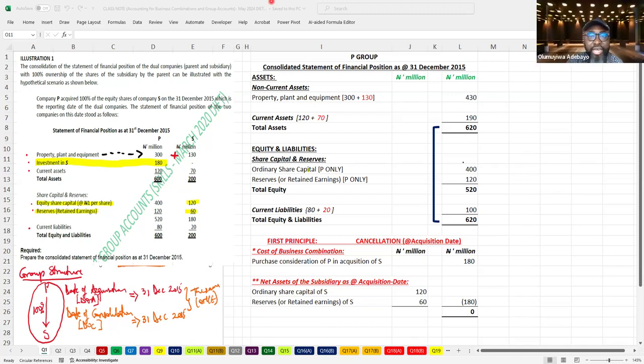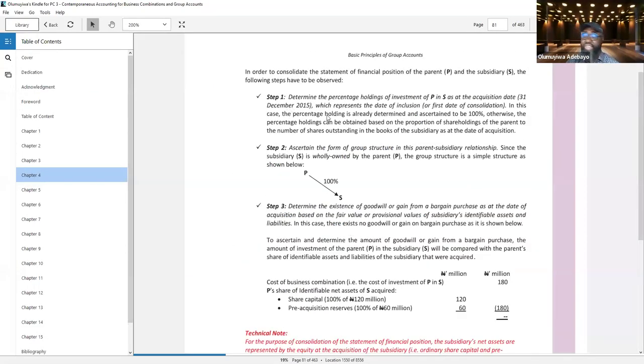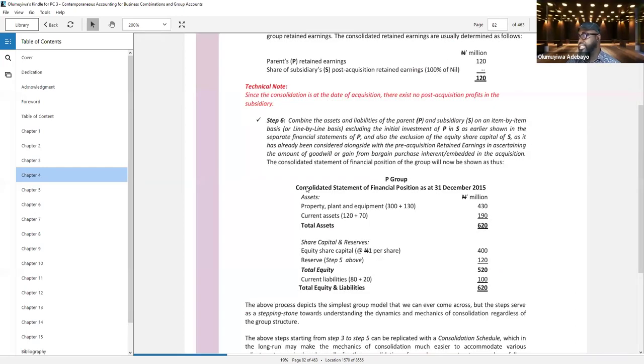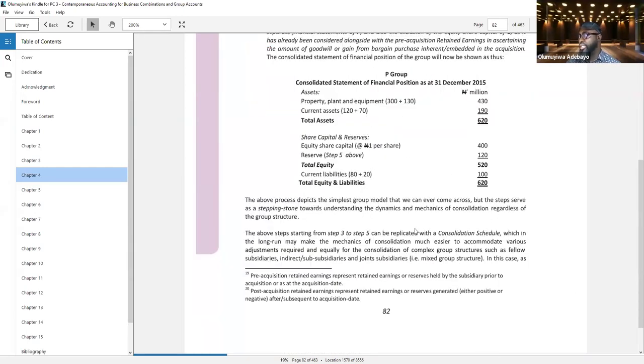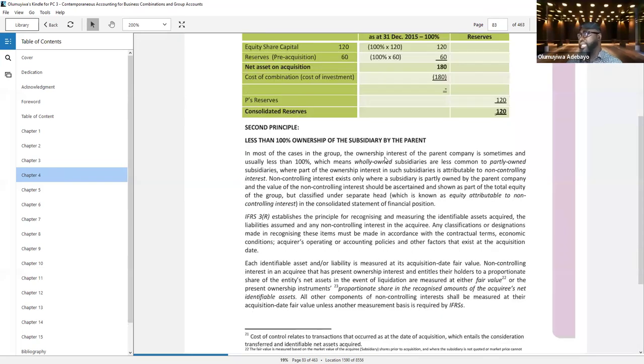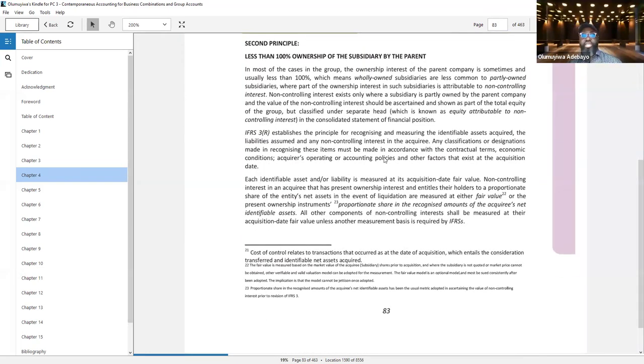Now, the text also further provides you with more learning understanding at your own pace, where explanation is given for everything I've done by way of step one, step two, step three, step four, step five, step six, where you now consolidate with further explanation. And also, it still provides this schedule that you can use for consolidation. But we'll put that aside for now. For those that have the text, you can go through that.